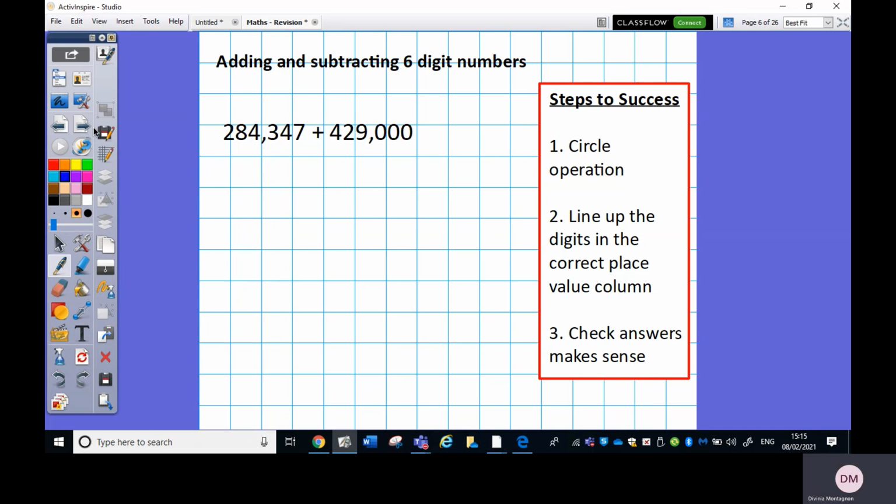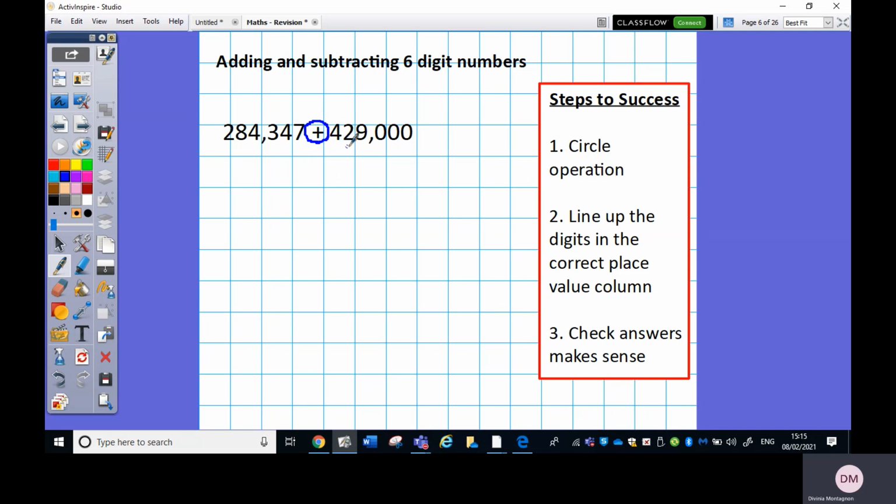Okay, now I have 6-digit numbers that I need to add. So let's take a look. Can you tell me the first step, please? Good, I need to circle the operation. So I now know that I need to add. Okay. Now I'm going to add these 2 numbers. Does it really matter which number I write first if I'm adding? No. It doesn't matter which number I write first.